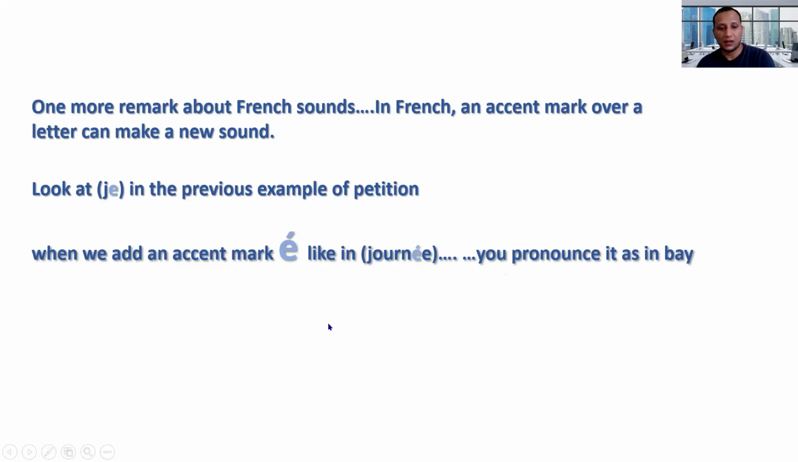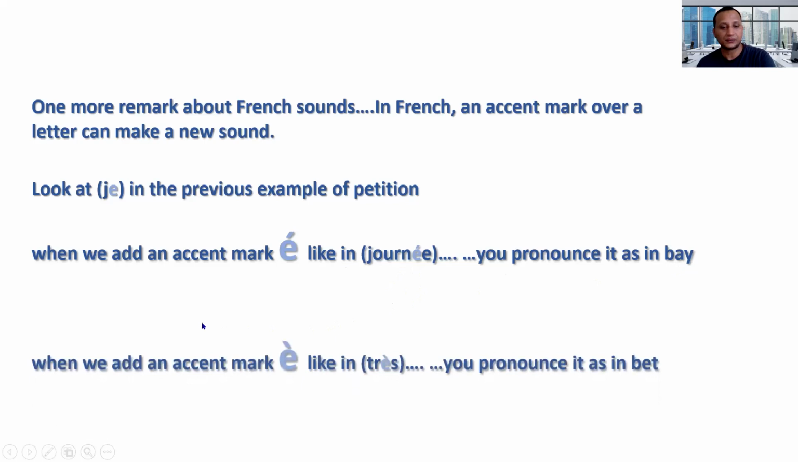Okay, guys? The other accent mark, l'accent grave in French. In English, the grave accent, صوت نطقي, like in très, très. We pronounce it as in bet. The E here is pronounced as in bet. Okay, très, très. Again, journée. Here it's the acute accent, and the grave accent. Okay, guys? Now it's the practice space.